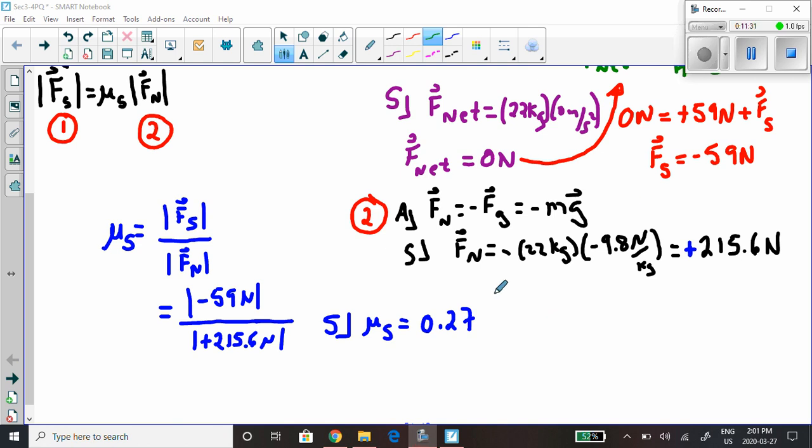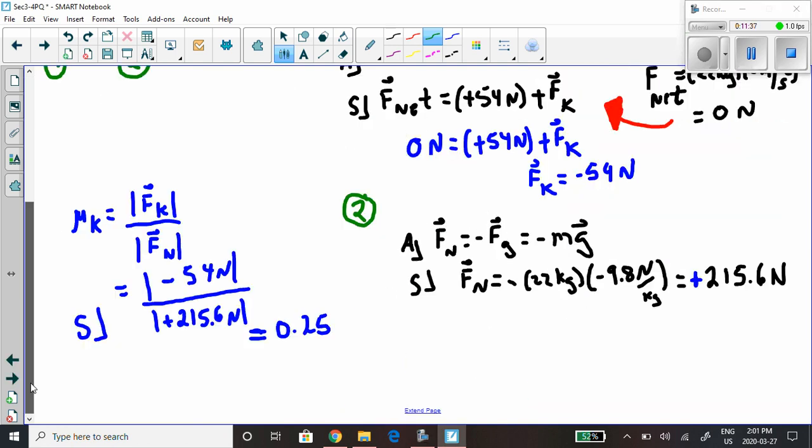As I was saying, the coefficient of static friction is usually always larger than the coefficient of kinetic friction, and you may have noticed that on the table on page 101 of your textbook.